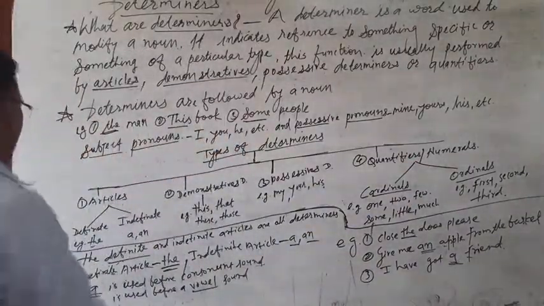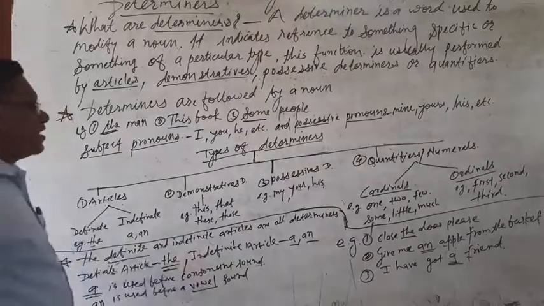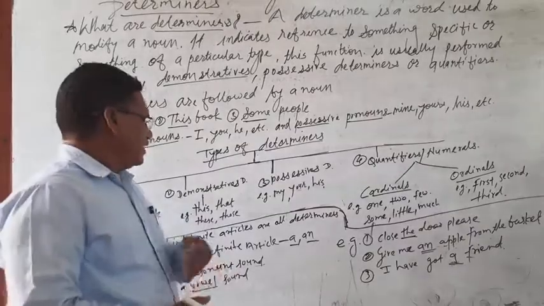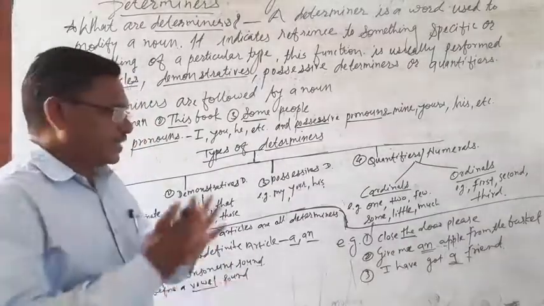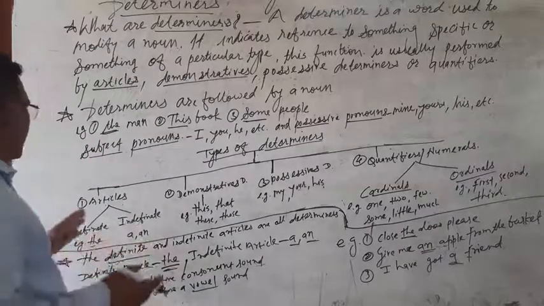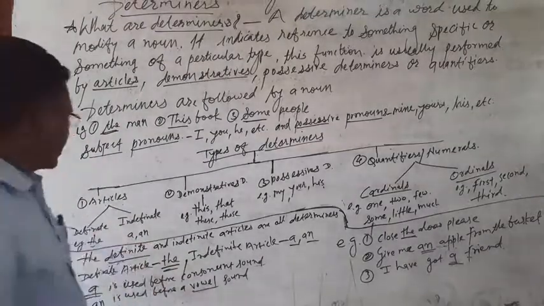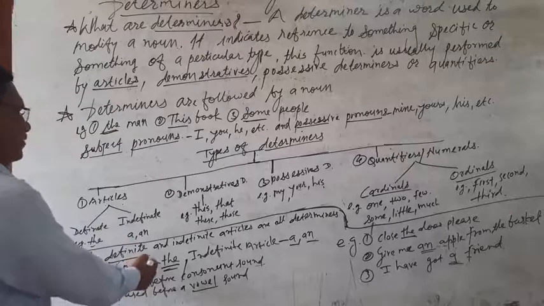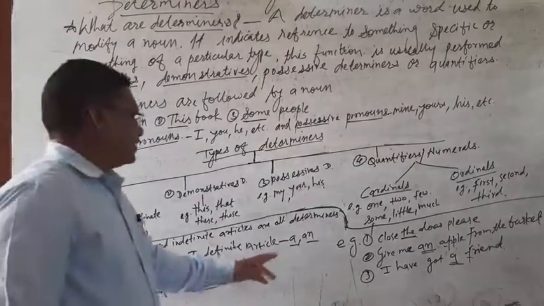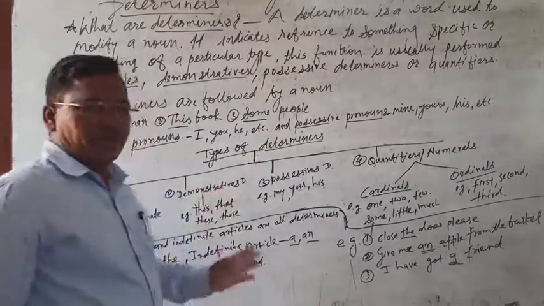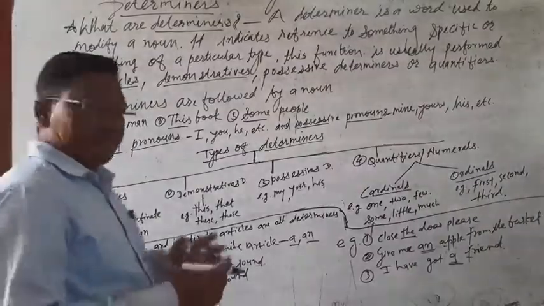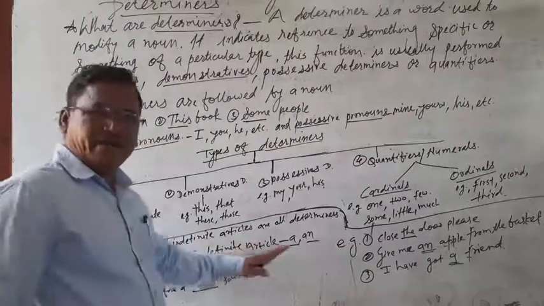Now see here, the definite and indefinite articles are all determiners. There are two types of articles, definite article and indefinite article. You know what the definite article is? The is the definite article, and a and an are the indefinite articles.